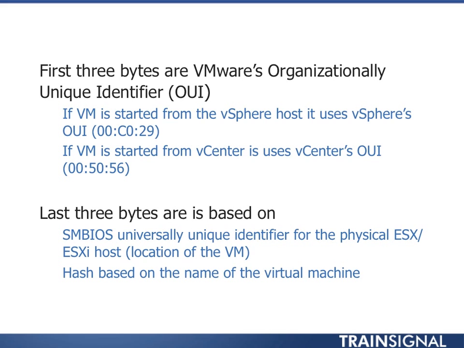I have actually seen them where they're all zeros from some clone systems, which is kind of odd. It has caused issues in other areas, but it should be unique. And then it's a hash based on the name of the virtual machine. So the idea here is the VMware OUI is always the same, kind of like 3COMs or Broadcoms would be. But then they try to randomize the rest of it using a unique identifier from the server and the name of the virtual machine, which may or may not be unique across your environment or multiple environments.